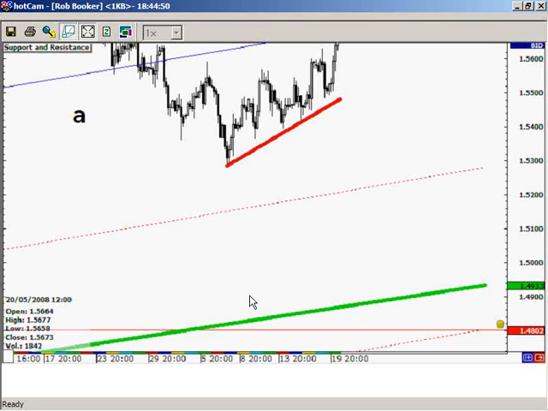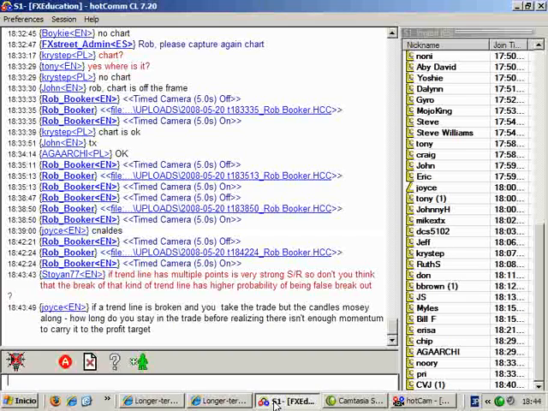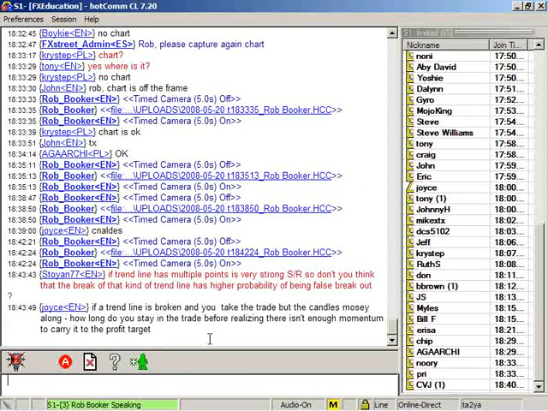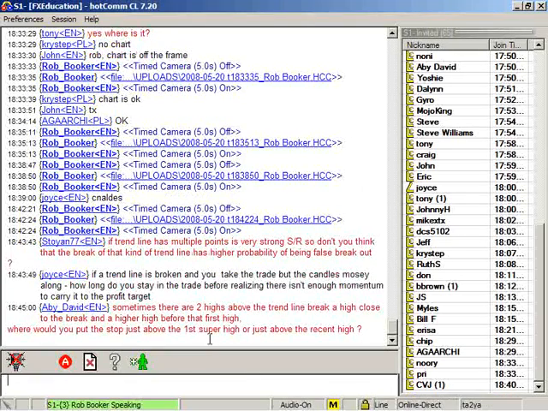Joyce says, if a trend line is broken and you take the trade, but the candles mosey along, how long do you stay in the trade before realizing there isn't enough momentum to carry it to the profit target? Two answers. One answer is, first of all, probably forever until the stop loss. Second of all, if you do your testing on support and resistance, you know how long your trades are generally open. And if you start to reach the point where your trade is open longer than you're generally accustomed to, you know your trade has gone on too long.